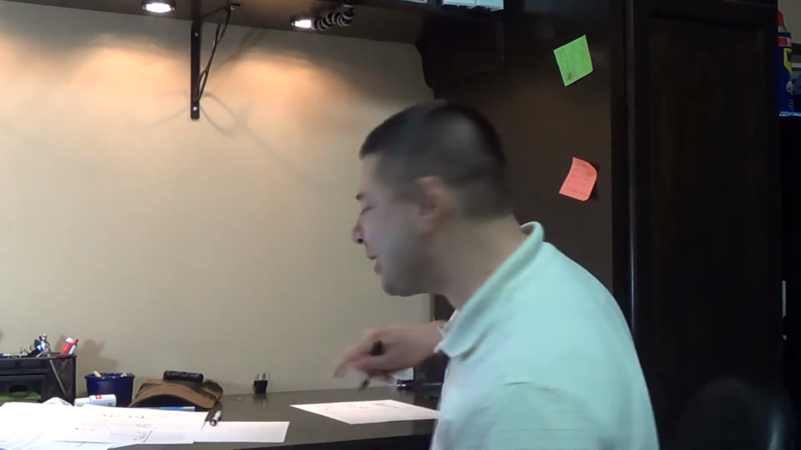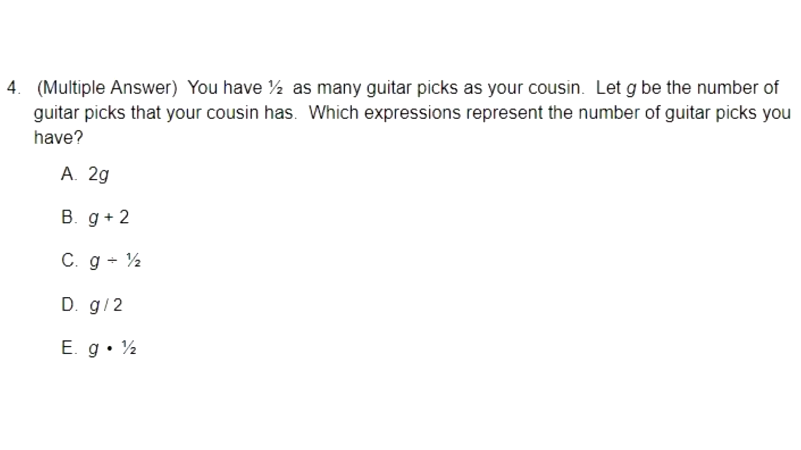Why did I just say number 3? I meant number 4, of course. Let's take a look at it now. Number 4, it says you have half as many guitar picks as your cousin. Let G be the number of guitar picks that your cousin has. Which expression represents the number of guitar picks you have?